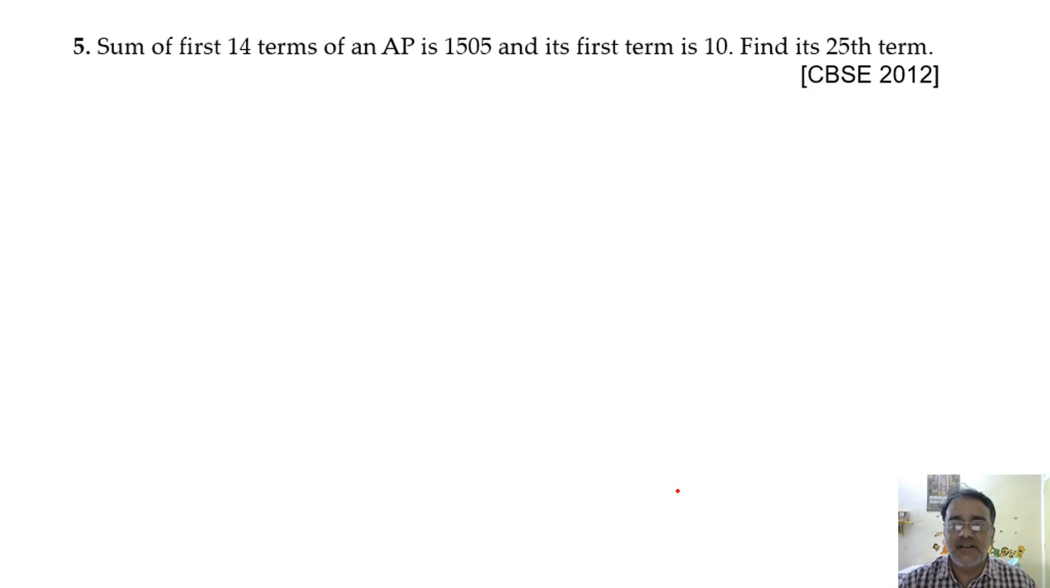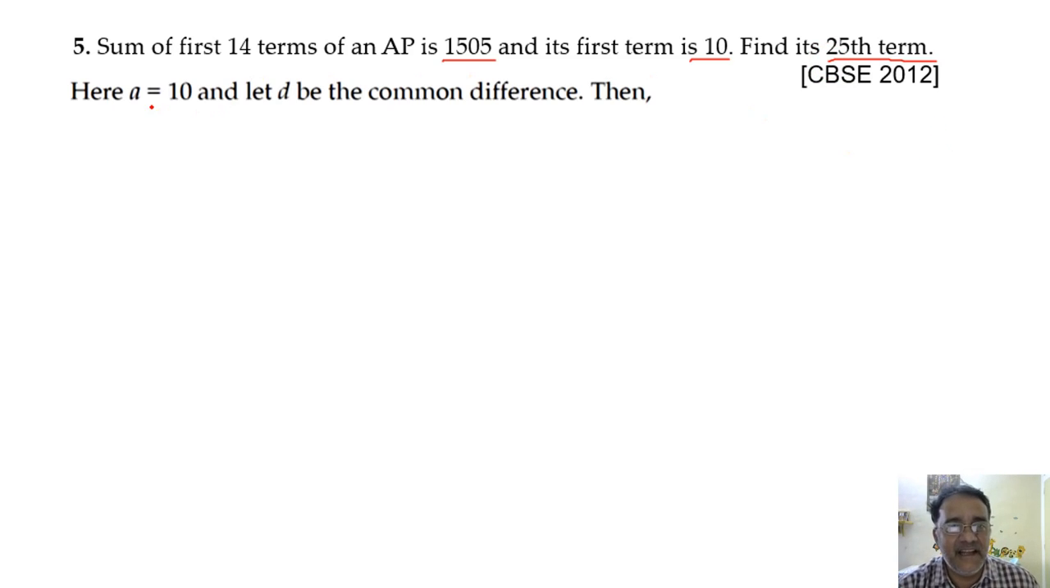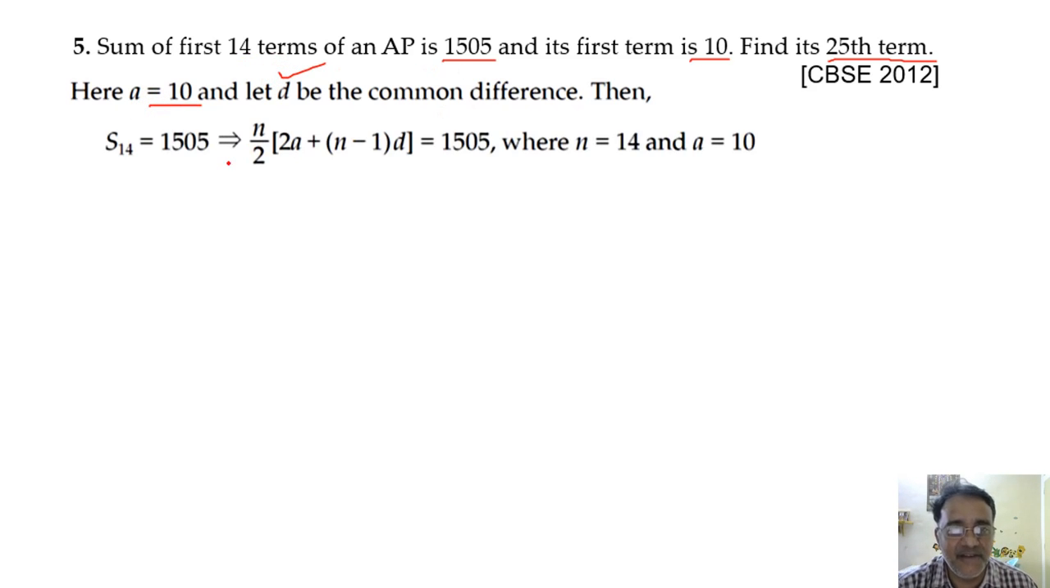Now we'll move towards one very good question. The sum of the first 14 terms of an AP is 1505 and its first term is 10. Find its 25th term. This is a CBSE 2012 question. So a is given as 10 and let d be the common difference. So S14 is given. First we will write S14 is equal to 1505, that is n by 2 (2a plus (n minus 1) d) is equal to 1505. The value of n is 14 and the value of a is 10.